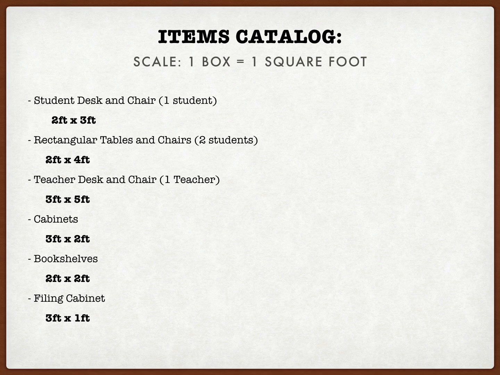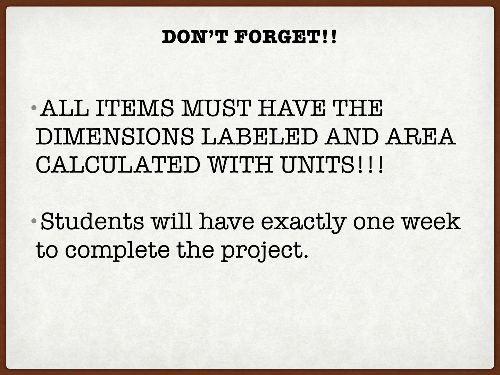Cabinets, 3 by 2 space. Bookshelves, 2 by 2 space. And filing cabinet, 3 by 1 space. Don't forget that all items must have the dimensions labeled and area calculated with units.